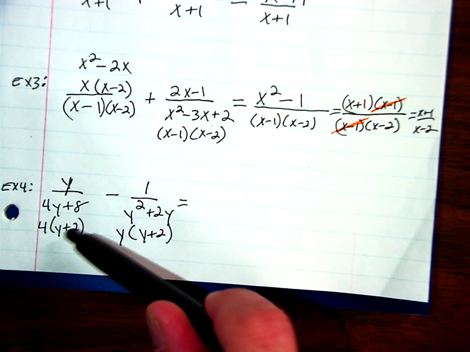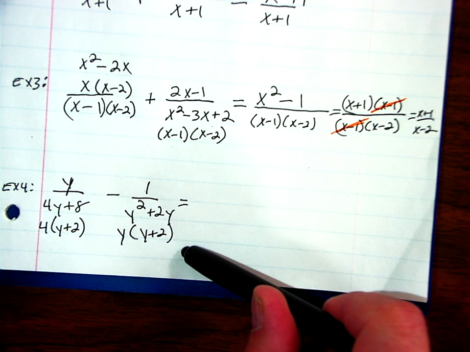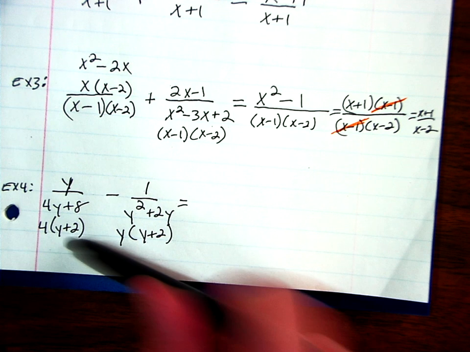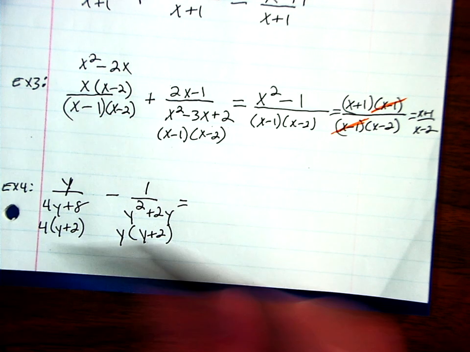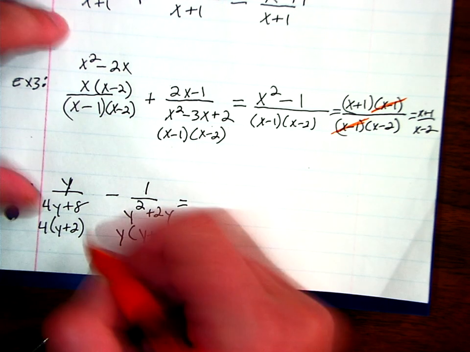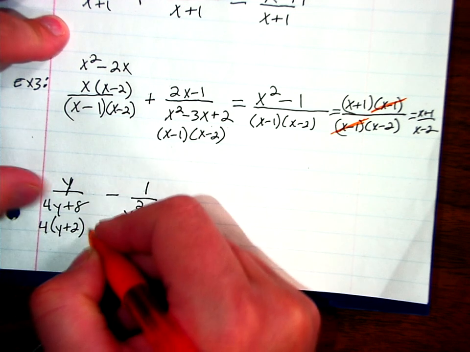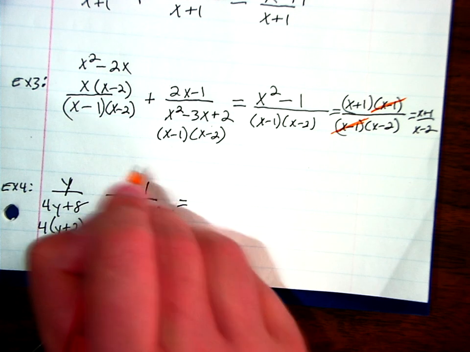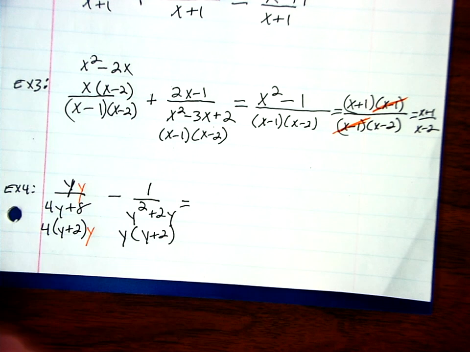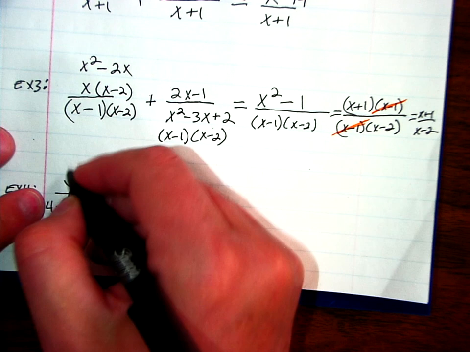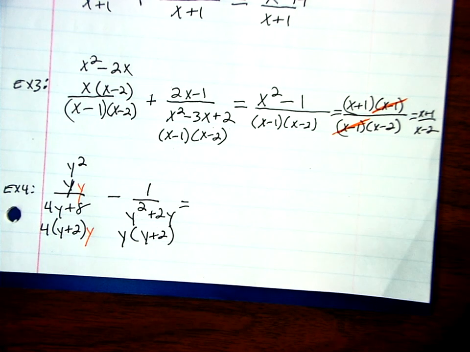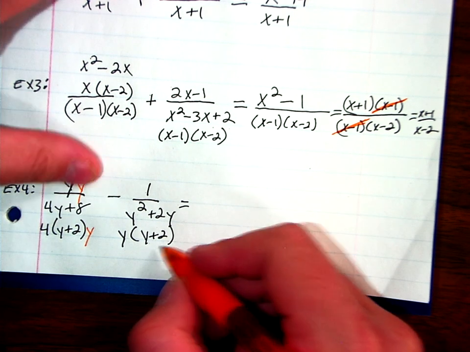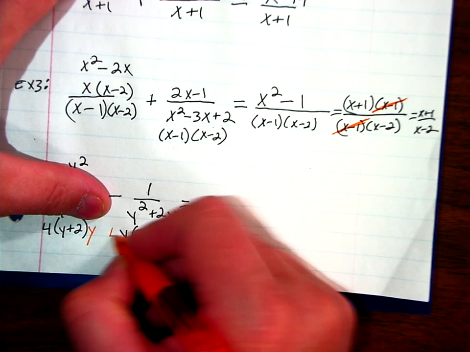So if you notice, we have a y plus 2 and a y plus 2, correct? So what's missing from this side? No, it has the 4, it's missing the y, so I need to add a y over here. So if I add a y to the bottom, I must add a y to the top. And what's y times y? Y squared. All right, what was missing from my right term? The 4.